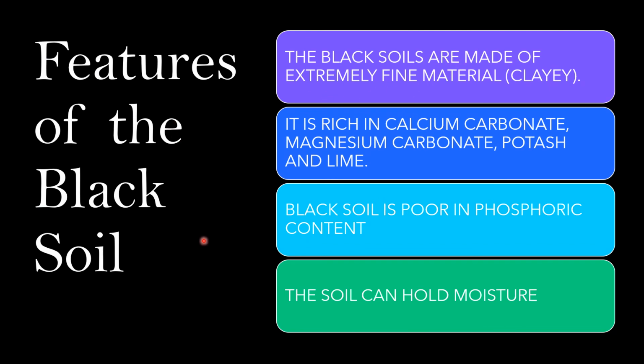As far as the features of the black soil are concerned, it is made up of extremely fine material. Mostly it is clayey particles. It is very rich in calcium carbonate, magnesium carbonate, potash and lime. However, the black soil is poor in phosphoric content. The soil can hold a lot of moisture and it is said to be moisture retentive.